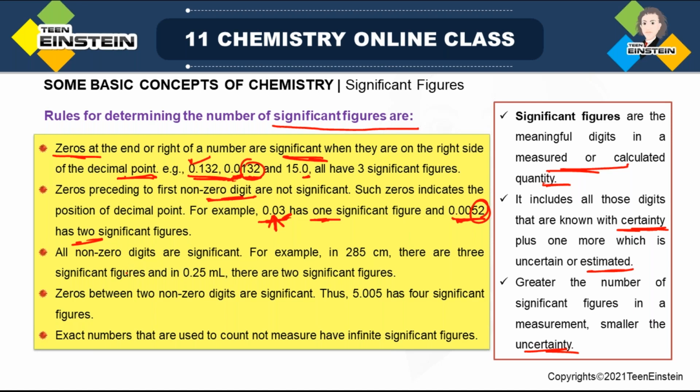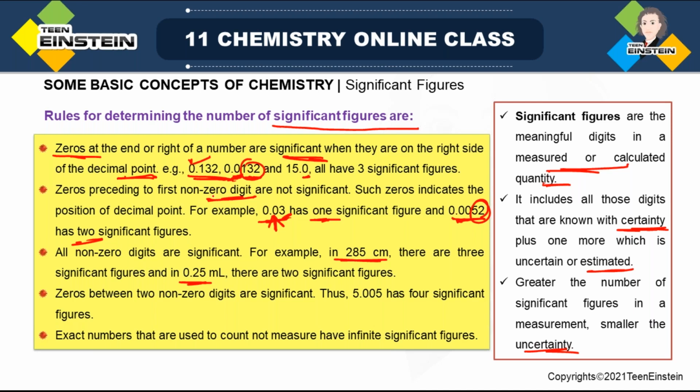Now the third rule: suppose you do not have any 0 in the digits, so there will be non-zero digits only. When it is non-zero digits, they are always significant. For example, if I am saying 285 centimeter, significant figures are 3. If I am saying 0.25, there are 2 significant figures, only the 2 and 5, not the 0. So you have to always consider any non-zero digits if present, whether 0 is there or not. If it is non-zero, we have to consider it as a significant figure. So these are the rules.